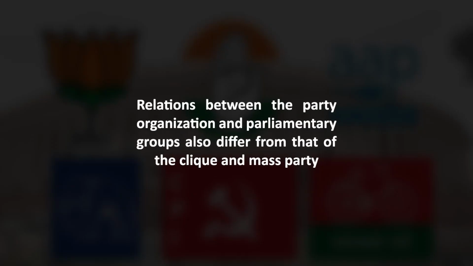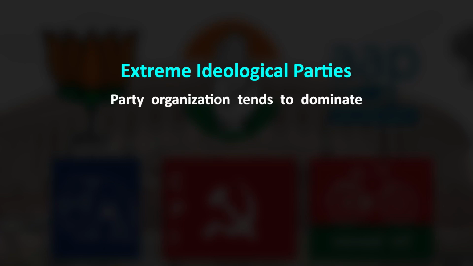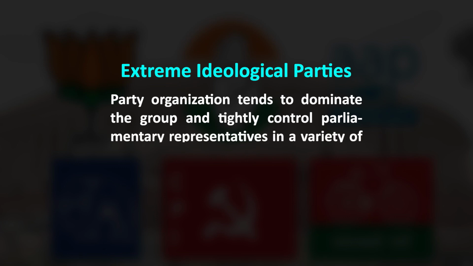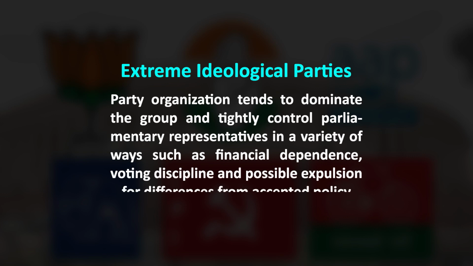Relationships between the party organization and parliamentary groups also differ from those of the clique and mass party. In other words, unlike the clique and the mass party, in extreme ideological parties, the party organization tends to dominate the group and tightly control parliamentary representatives in a variety of ways, such as financial dependence, voting discipline, and possible expulsion for differences from accepted policy.